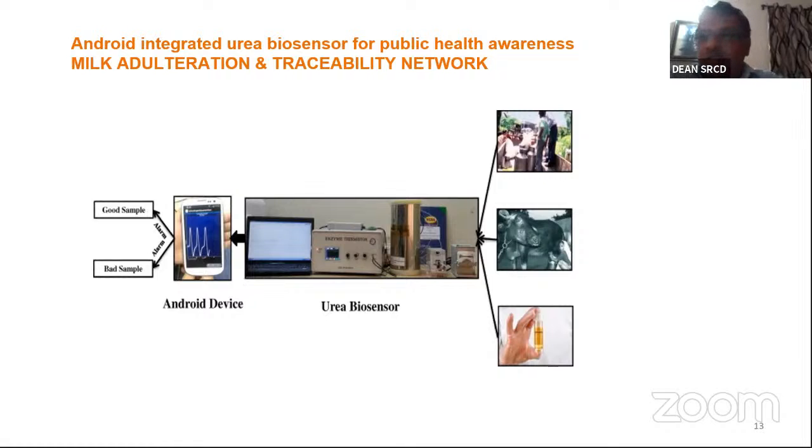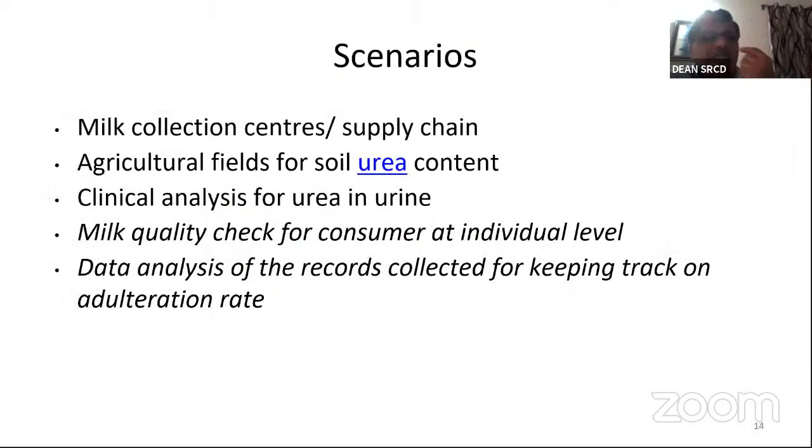It was a student who had just passed out of undergraduate degree and did the mobile programming on the open Android platform, and tried to show that you can have the signal passed directly to end users, but this was with one sensor. So ideally these were the scenarios we thought of: milk collection center, agricultural field for soil urea content, clinical analysis I told, milk quality check for consumer or at individual level, and also the data analysis of the records collected for keeping track of the supply chain or the food traceability.